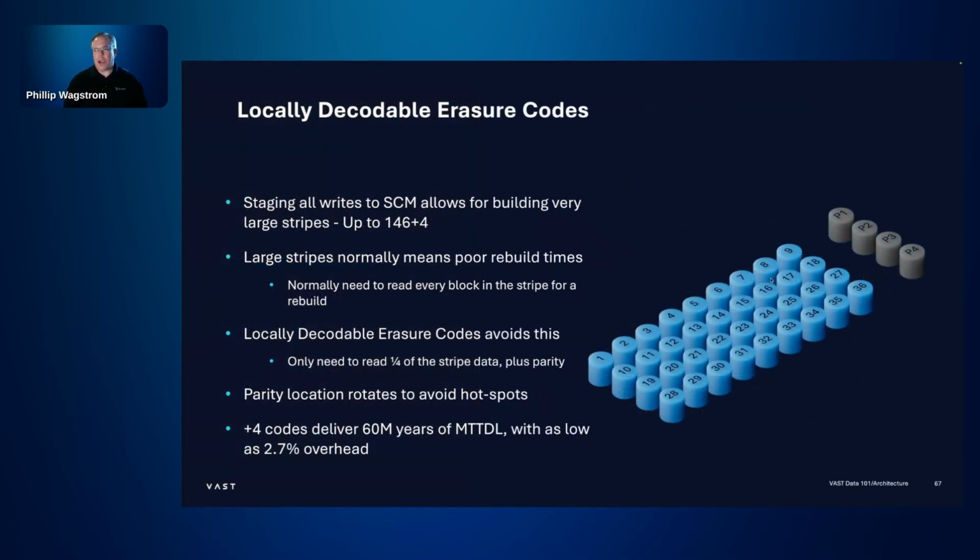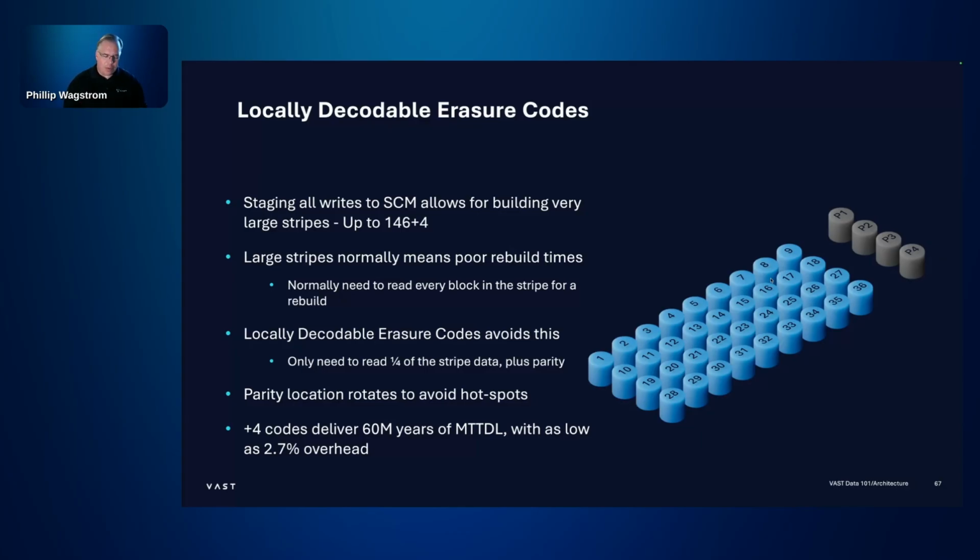Now let's talk about the erasure coding. Within VAST, again, we don't use RAID 5 or RAID 6. We use locally decoded erasure codes. What these allow us to do is get very large stripes for the data while not having to trade off long rebuild times. So when you have a sufficient number of devices, when we write stripes out, we make them 146 plus 4 devices.